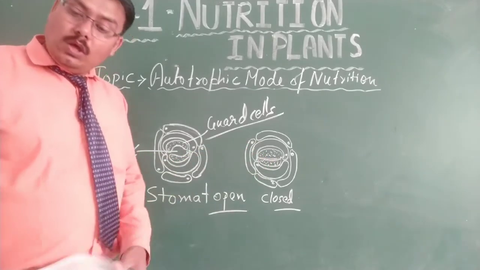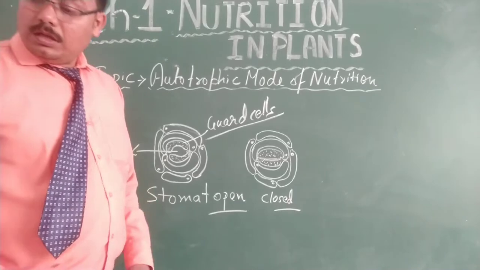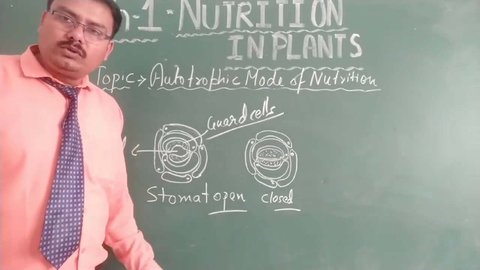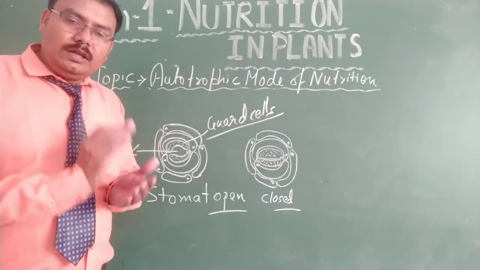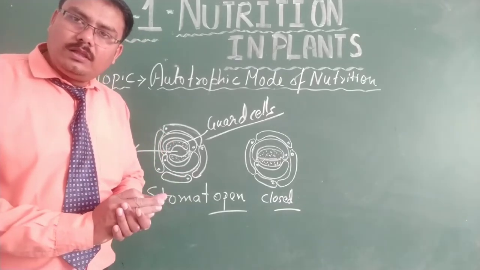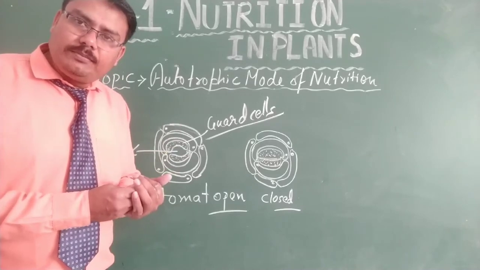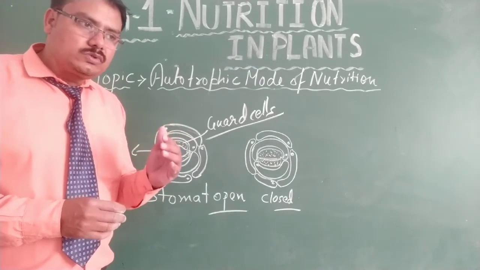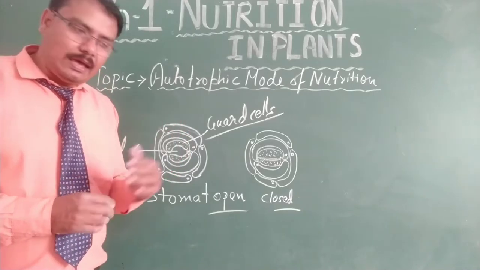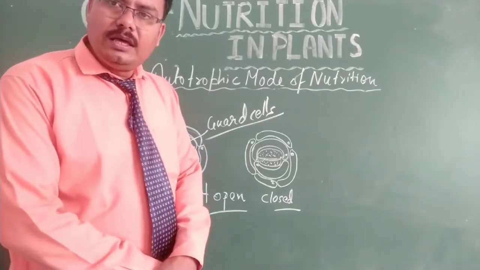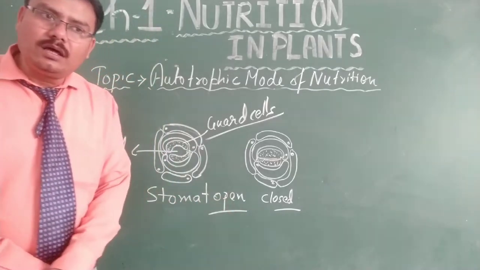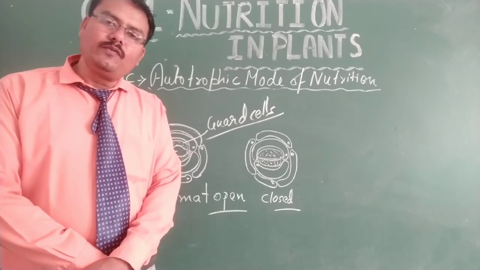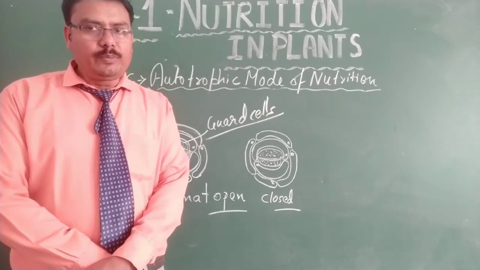Okay students, as I have told you about the stomata, now about the chlorophyll. The leaf that contains the chlorophyll we can easily identify because the green color of the leaf shows that chlorophyll is present in them. And if the leaf is not green, if it is yellowish or reddish in color, that means the chlorophyll is not present in them. And if the chlorophyll is not present, they are unable to prepare their food.